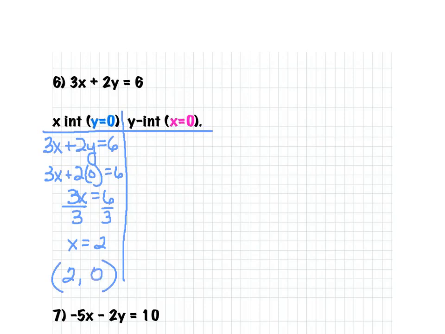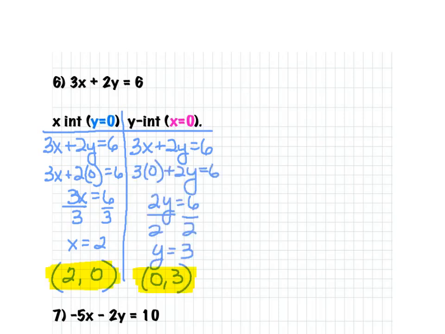All right, for our y-intercept, 3x plus 2y is equal to 6. That's the equation we're working with. Pause the video now and substitute 0 for x. Find the y-intercept on your own. Okay, so your y-intercept is at 0, 3. Okay, so now let's go ahead and graph this equation.